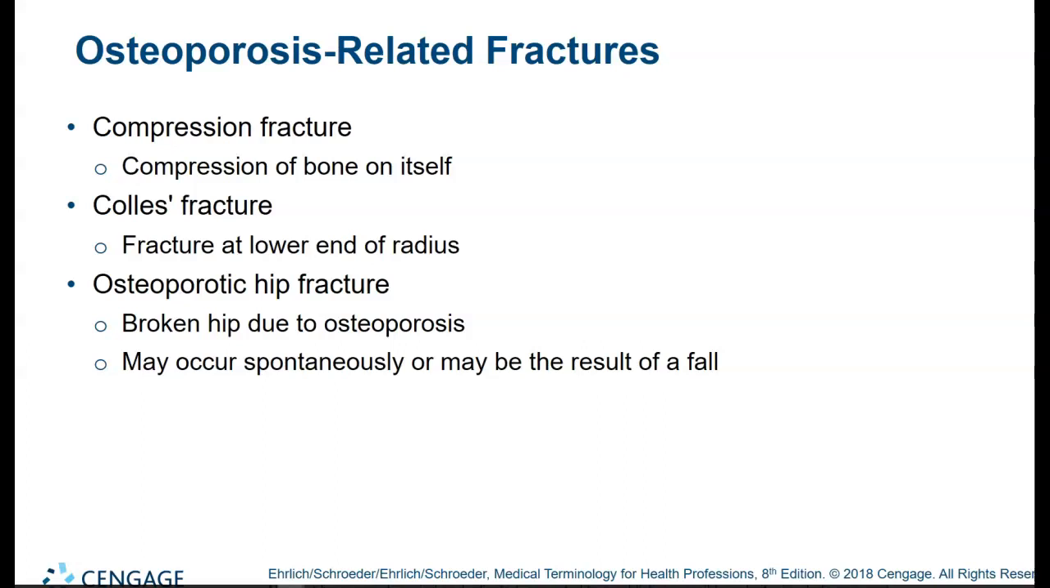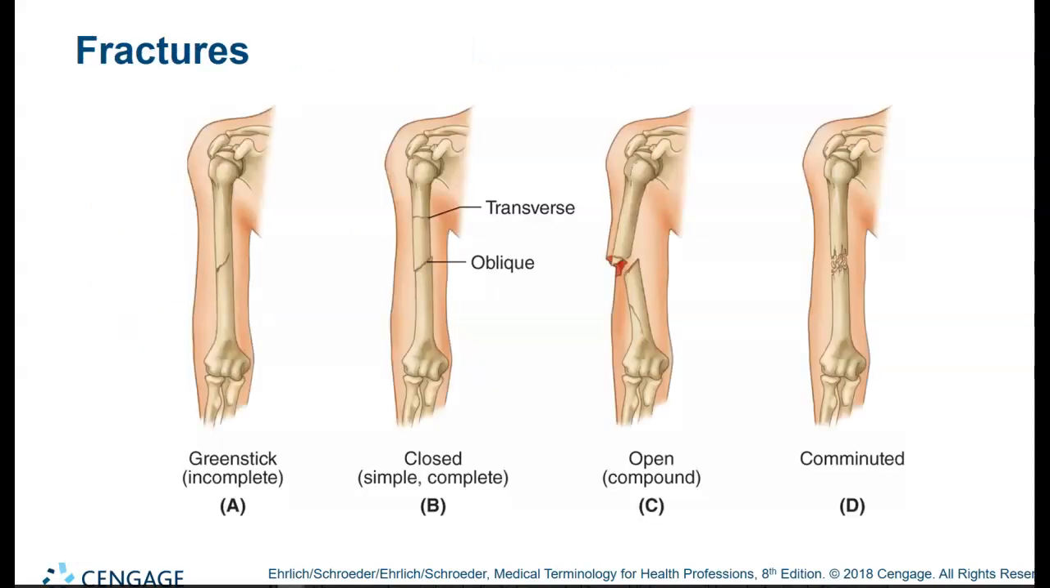There are different fractures. You need to know these fractures, okay? So compression fracture is just when you compress a bone to bone. Colles, we see this mostly when people fall and try to catch themselves. It's a fracture at the lower end of the radius, and it's when people fall on ice or older people fall and try to catch themselves. An osteoporotic hip fracture, again, it could be due to the osteoporosis. You don't even have to fall. Some people just in walking can actually break their hip because their bones are so porous.